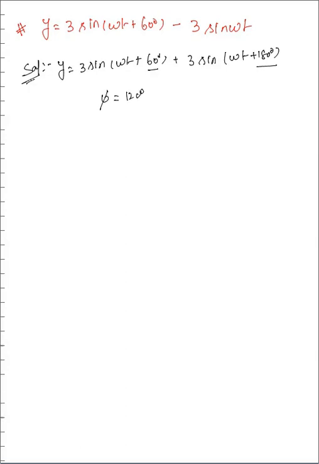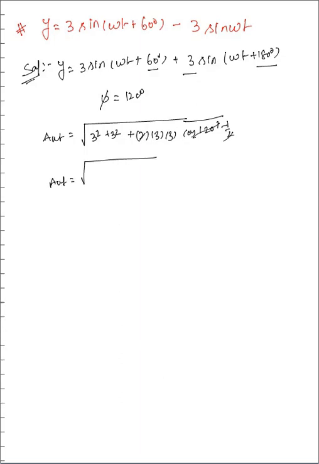So A net can be written as the square root of 3 squared plus 3 squared plus 2 into 3 into 3 into cos 120. Cos 120 is minus 1 by 2, so these two will get cancelled. A net is the square root of 9, because 3 squared is 9, but here one negative sign is there, we have to remember that. Minus 9, so minus 9 plus 9 gets cancelled. Therefore the square root of 9 gives A net equal to 3. This is the net amplitude of the given equation.